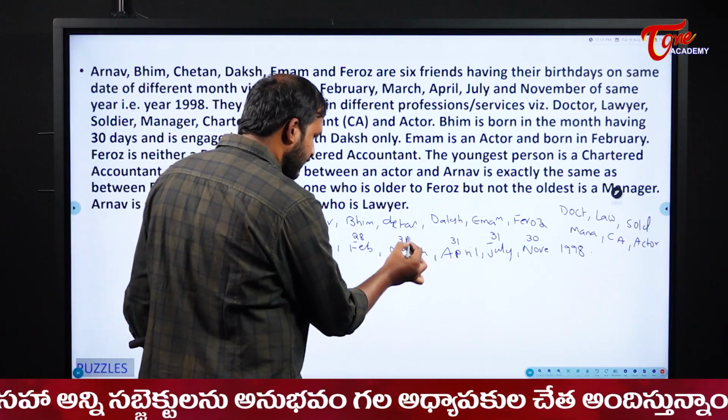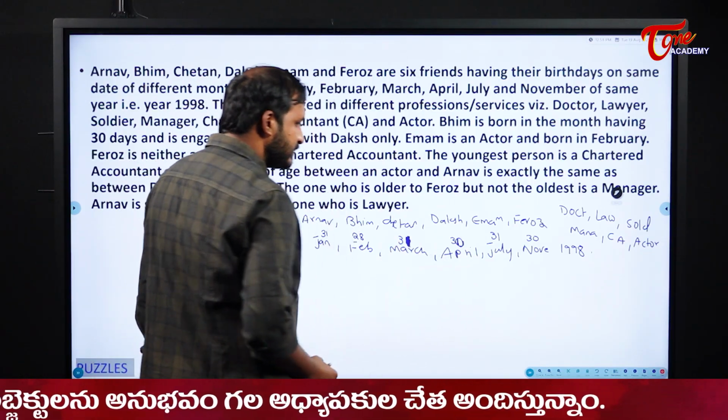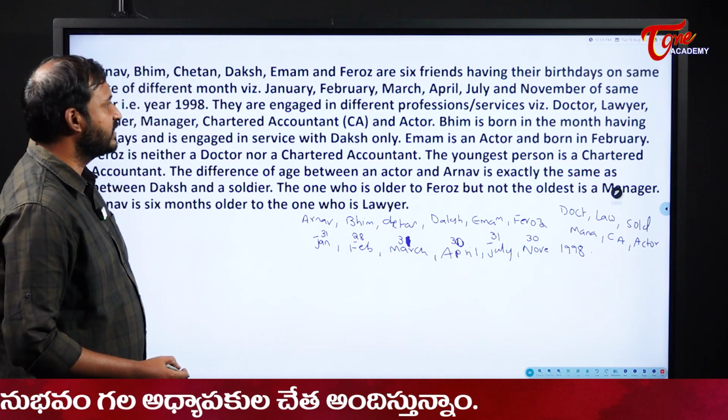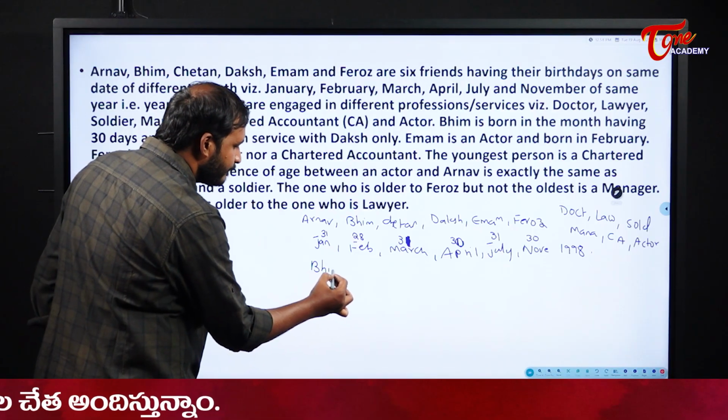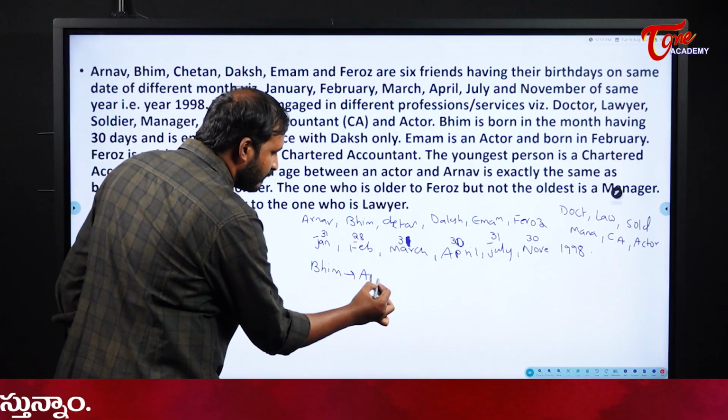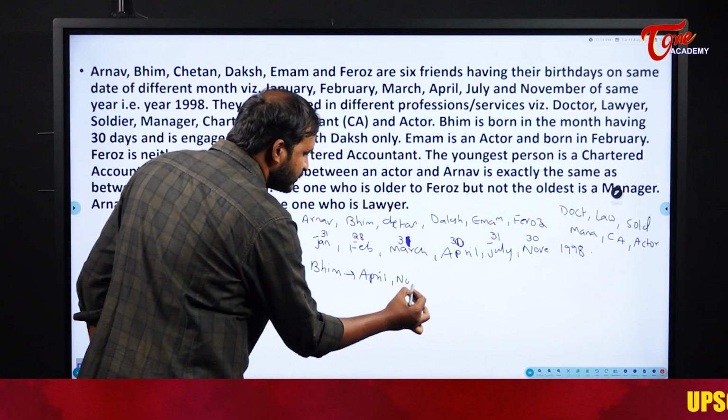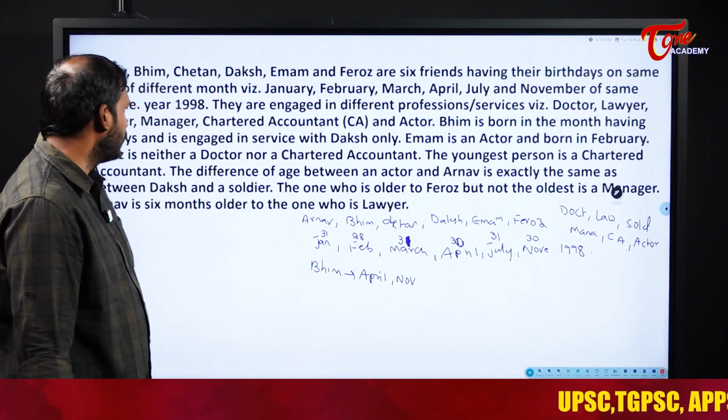March has 31 days, April has 30 days. Now, first, Beam is born in a month having 30 days. So how many chances do I have? Beam will take birth either in the month of April or in November. Two chances are there.